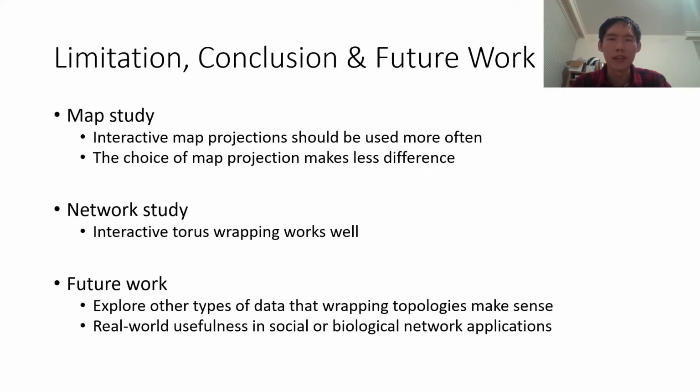To our surprise, previous work on map projection studies has been mostly for static display. There has been no research into the effect of 2D interactive map projections on geographic comprehension tasks, but the results are promising. The takeaway message is, interactive map projections should be used more often. The choice of map projections makes less difference. For networks, interactive torus wrapping works really well.